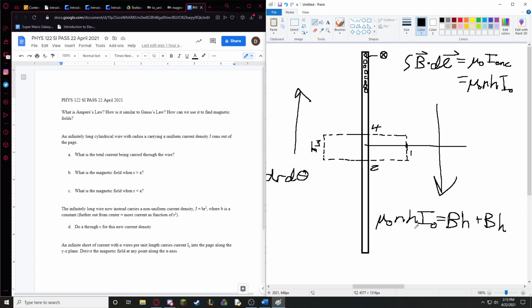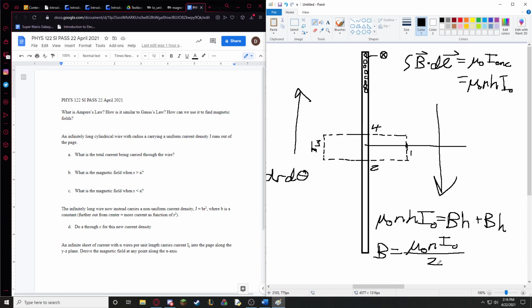And now we just solve for B. The h actually ends up canceling out from both sides. So B is mu naught n I naught over 2. Boom. Nice and easy. It doesn't matter how we define our h. An infinite sheet is always going to give a magnetic field of mu naught n I naught over 2. So that means our magnetic field is actually constant, right? It's not a function of the distance away.